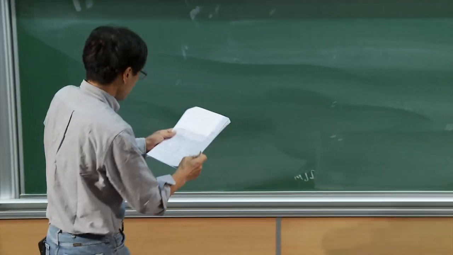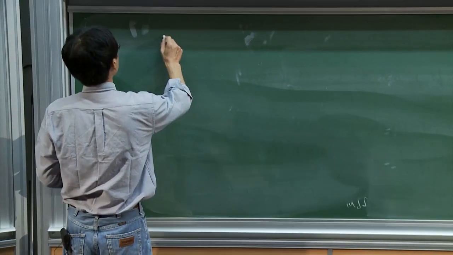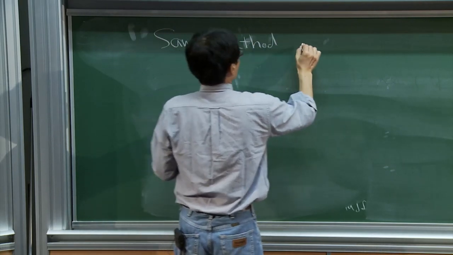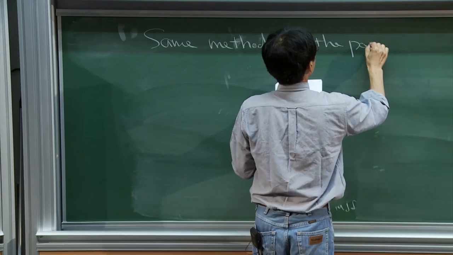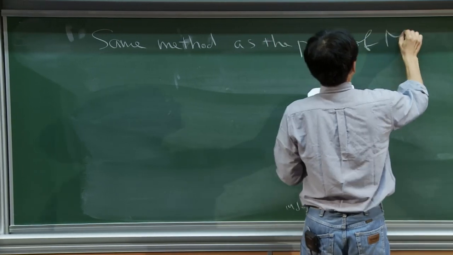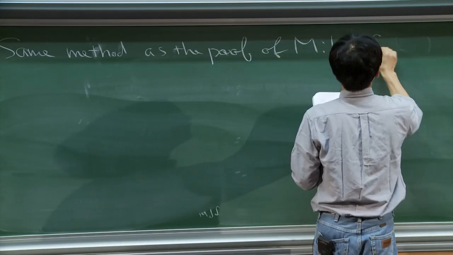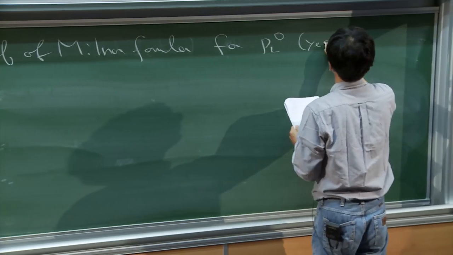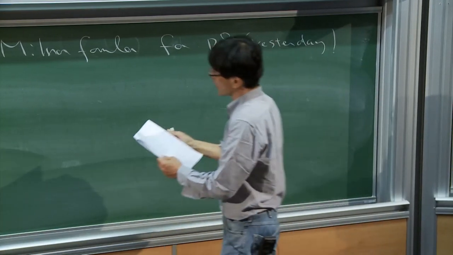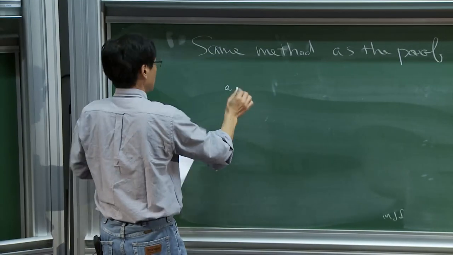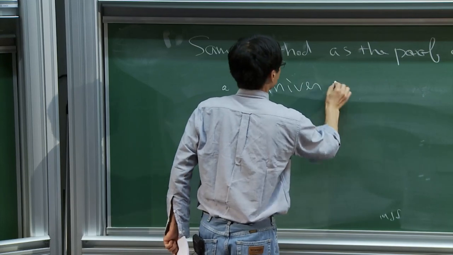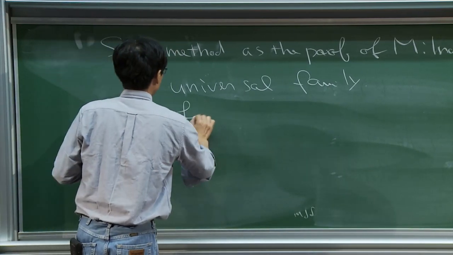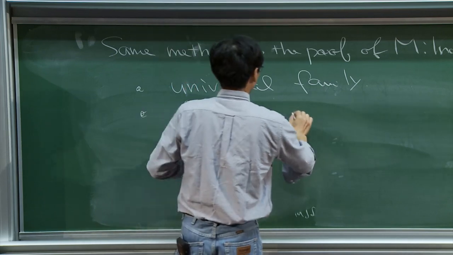Okay, then the idea is the same as yesterday. So we argue by the same method as the proof of the Milnor formula for PL star, which was yesterday. The point is that first we work with the universal family, and we prove the flatness of the Swan conductor.